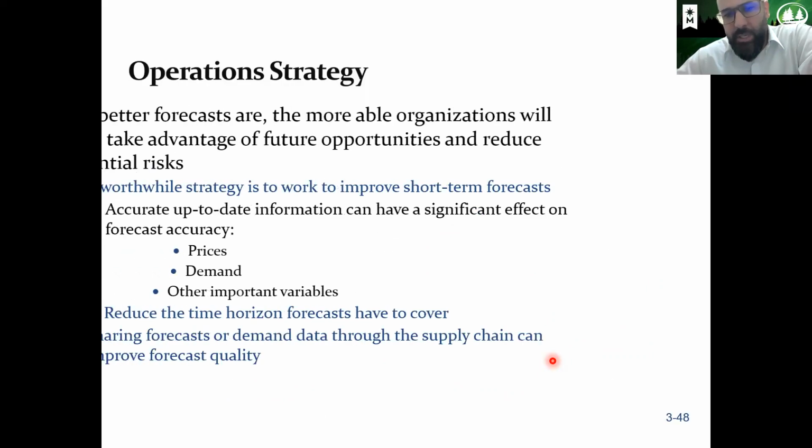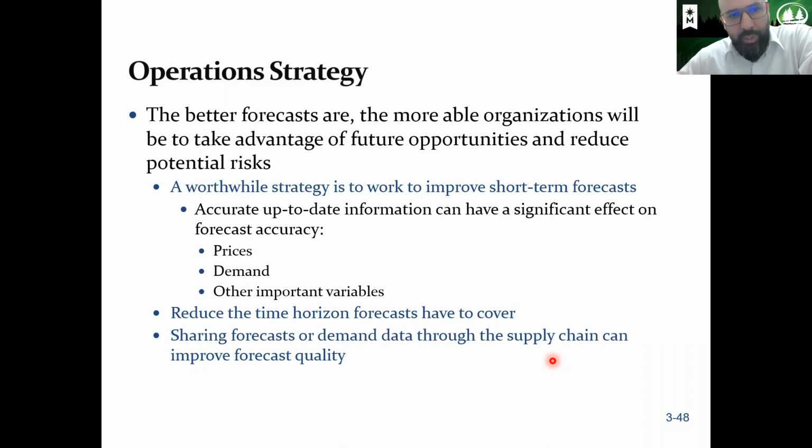Now this is the last slide in this chapter. The better our forecasting techniques are, the more able the organization will be to take advantage of future opportunities and reduce potential risks. So we need to make sure that we have accurate, better forecasting so we can take better advantage of the future. A worthwhile strategy is to work to improve short-term forecasting.